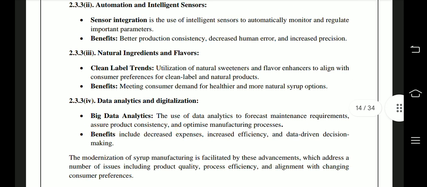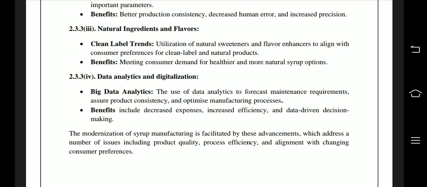Third step is natural ingredients and flavors. Clean label trend: utilization of natural sweeteners and flavor enhancers to align with consumer preferences for clean labeled and natural products. Benefits: meeting consumer demand for healthier and more natural syrup options.